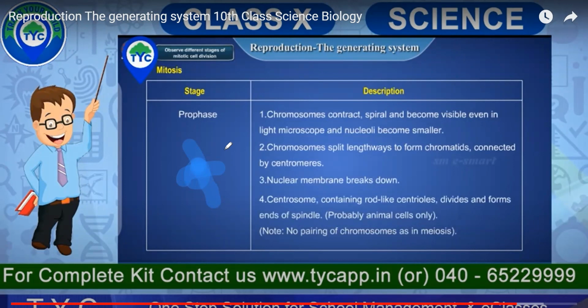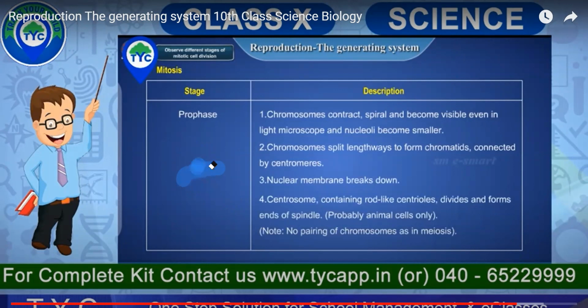And then the nucleus is all surrounded by a membrane. This nuclear membrane ruptures; you can see that it gets ruptured in between, and then it disappears. Once it breaks, the centrosomes containing rod-like centrioles divide and form the spindle. And there is no pairing of chromosomes in mitosis. So this is what happens in the cell division.